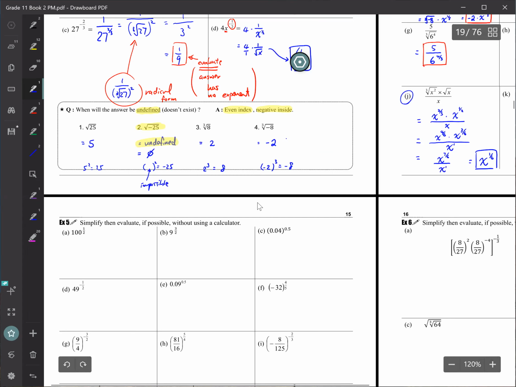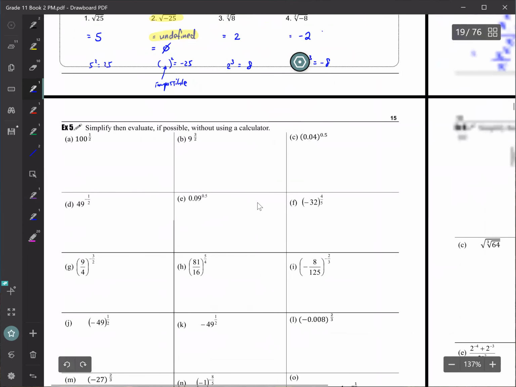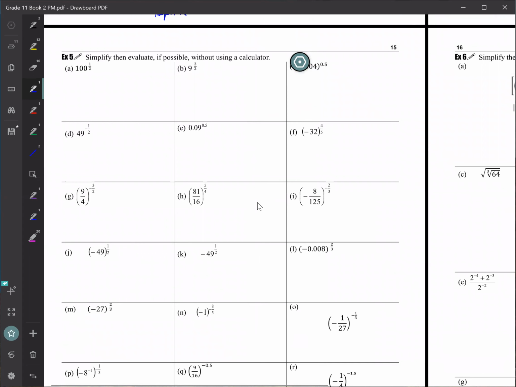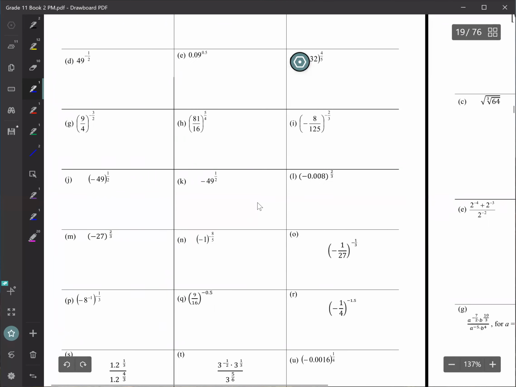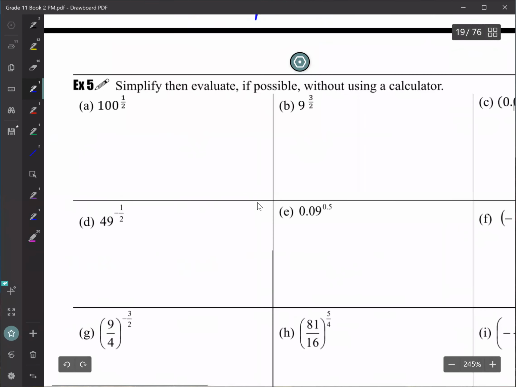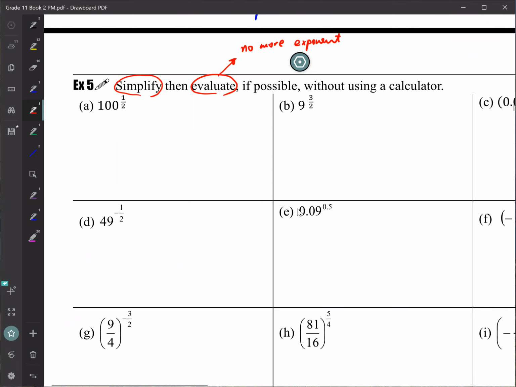Okay, so let's take a look at page 15. I will go over question A and then everything underneath. The left column, we'll go over together. The instruction here asks us to simplify and then evaluate. Evaluate means no more exponent. In your final answer, you don't have any more exponents, without using a calculator.